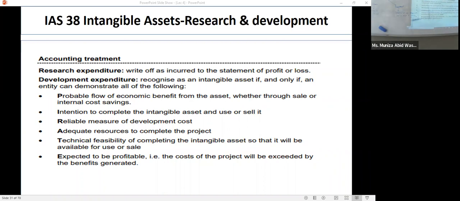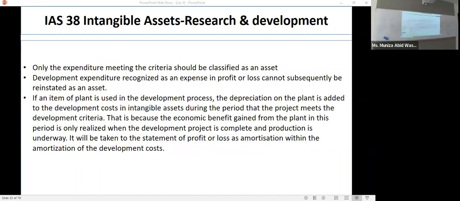So 6-point criteria, if met, then the development expenditure will be capitalized as intangible assets. Otherwise, if any of the criteria has not been met, we are immediately going to write it off as a revenue expenditure. Okay. Now, further points which we have already discussed. What we have discussed, that if at any point in the later years, organization comes to know that any of the point is not being met, it will be immediately writing it off in the SOPL. Once it is written off in the SOPL, it will not be reinstated as the capital expenditure again.